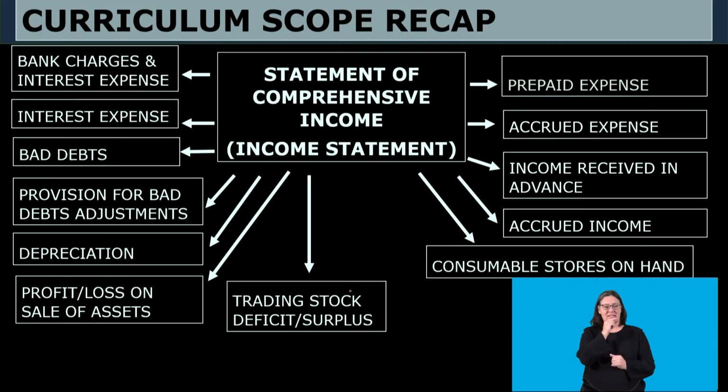Welcome back, dear learners. Before the ad break, we did interesting calculations, and now this is the curriculum scope recap of the things that we have done. I've looked at prepaid expenses, accrued expenses, income received in advance, and accrued income. I looked at bank charges and interest expense. We have also done bad debts and covered provision for bad debts adjustment. You will need to look at calculations that pertain to depreciation, the profit or loss on sale of an asset, as well as your trading stock deficit or surplus.